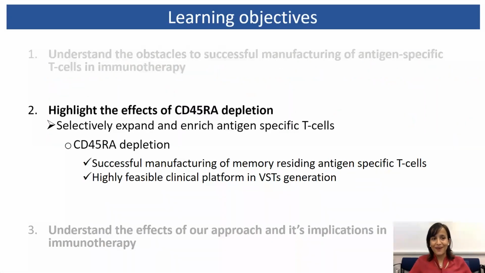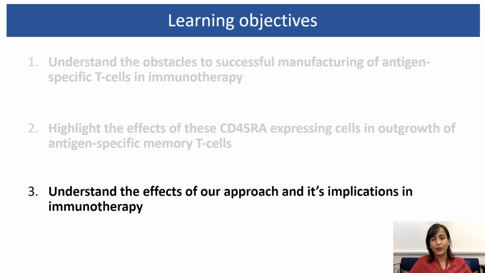So with this second part, I have shown you and highlighted the effects of CD45RA depletion. You can see that we can selectively expand and enrich antigen-specific T cells by our approach of CD45RA depletion, which really results in successful manufacturing of memory resident antigen-specific T cells, and also is a highly feasible clinical platform in virus-specific T cell generation. So now, next, moving on to our final point of understanding the effects of our approach and its implication in immunotherapy.